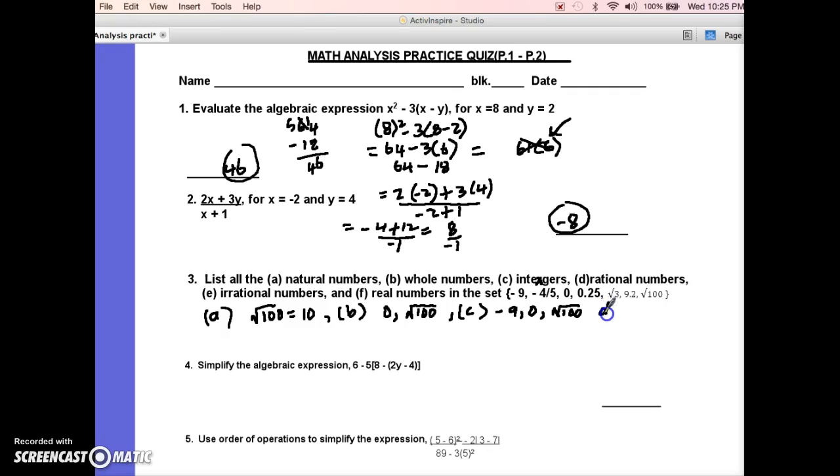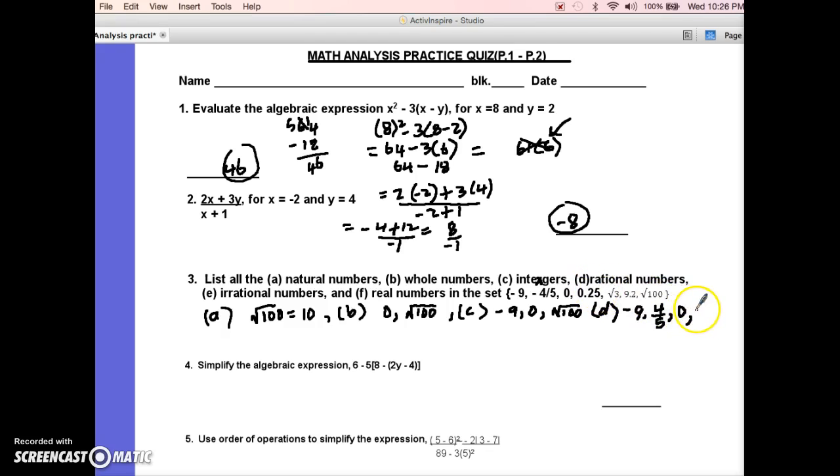Rational numbers. These are numbers that can be expressed as one whole number over another. Again, these are numbers that can be expressed as a fraction. So as we look here, negative 9 would be included, because we can express that as negative 9 over 1. 4/5 is ready to go. We don't have to do anything to that one. That's already rational. 0, imagine that could be counted in it, because 0 over 1 would be 0.